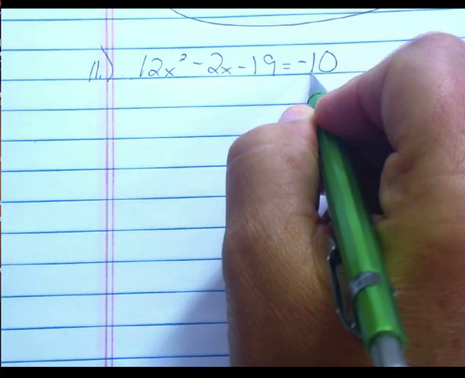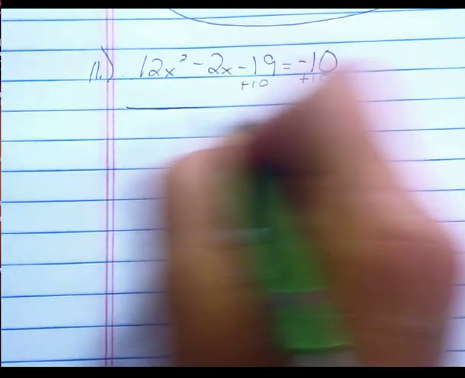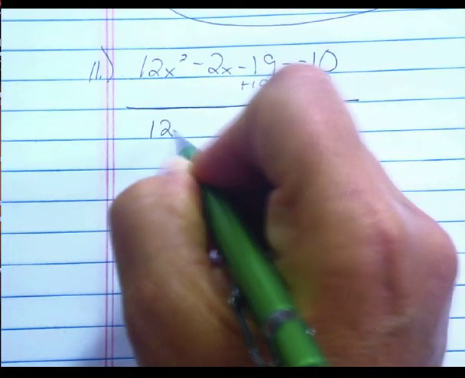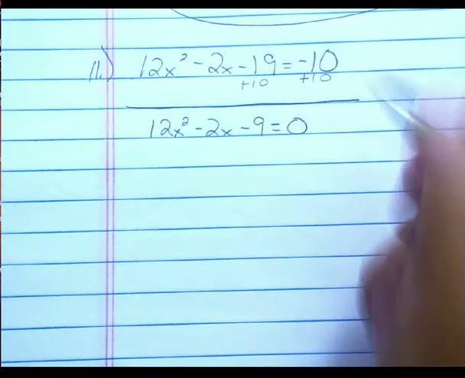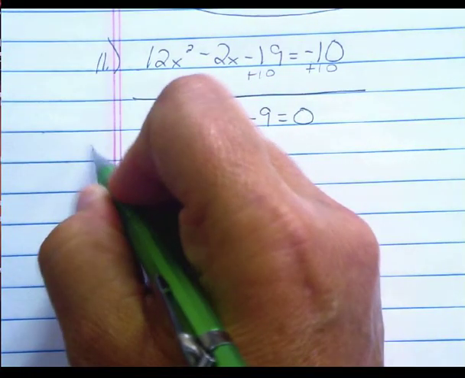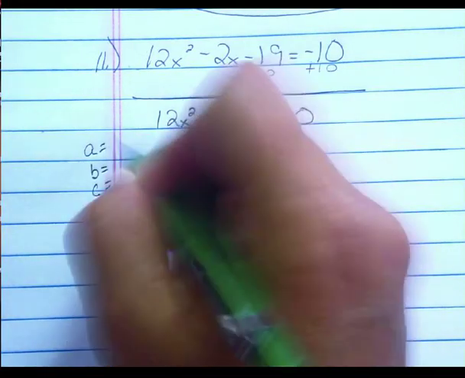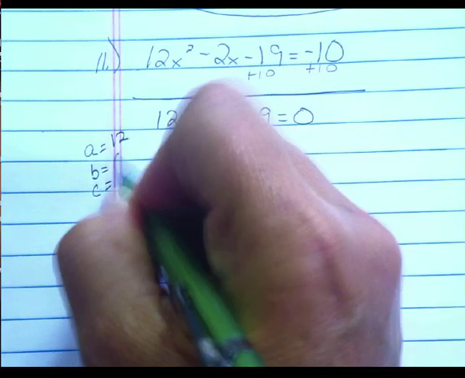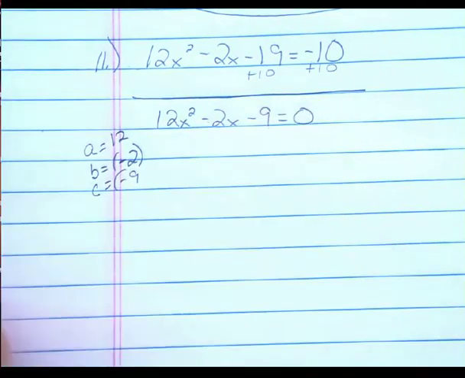I need to get this equal to 0, so I add 10 to both sides. Doing so, I get 12x squared minus 2x minus 9 equals 0. Then you are to identify your a, b, and c according to your standard form. A is 12. B is, make sure you get the negative with it, negative 2, and C is negative 9.